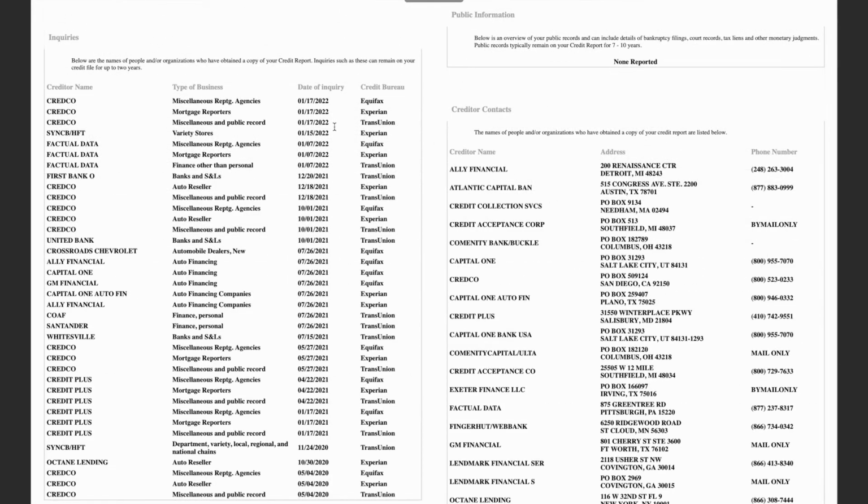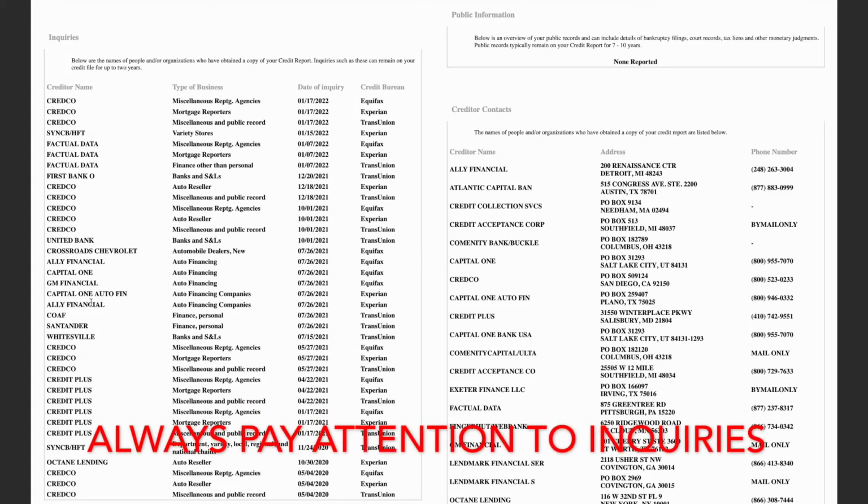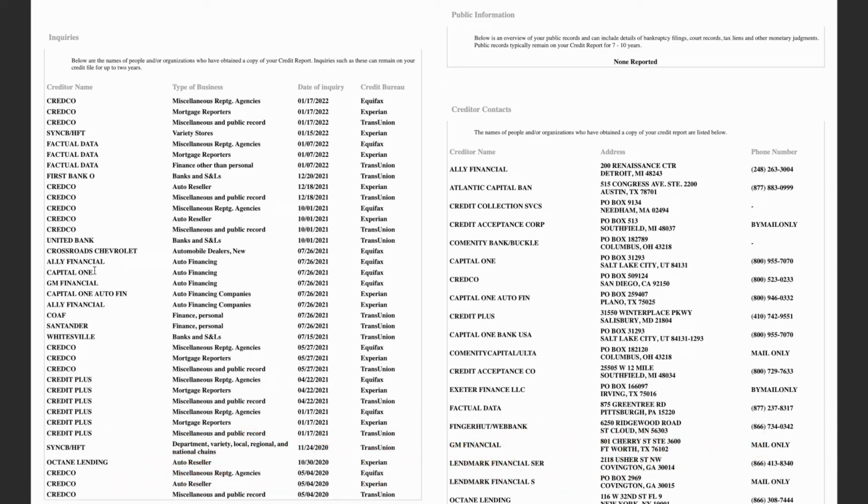All right, so let's go down to inquiries. Now, with inquiries, you always want to make sure that these are actual, authorized inquiries. Oftentimes, you'll see a lot of unauthorized inquiries when you go to car dealerships. Of course, they say they want to make sure you find the right deal, but what ends up happening is you'll have 10 to 15 or even up to 30 inquiries within 2 minutes because they're shopping a financing deal for you.